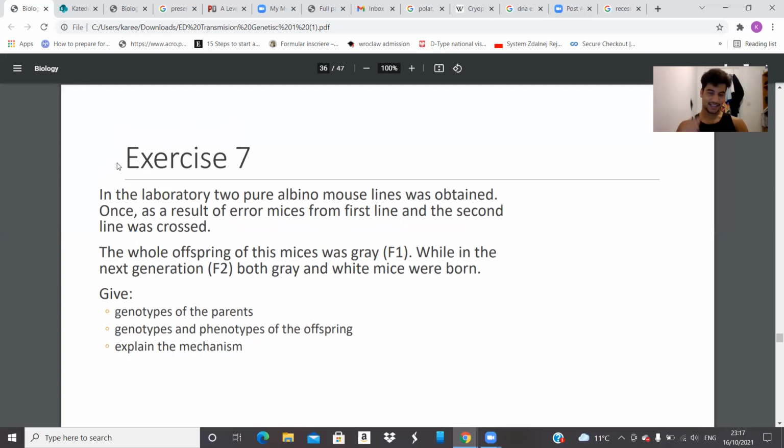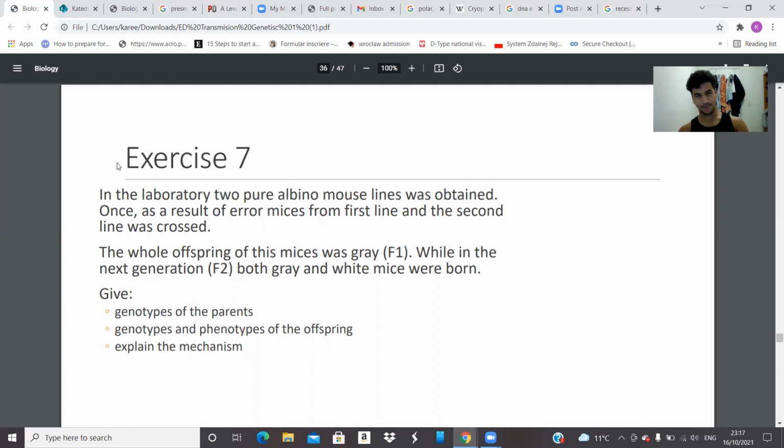This one. I hate it. Anyways, in the laboratory, 2 pure albino mouse lines. Okay. Oh my God, so hard to read. Oh my God, this is so hard. It's insane. Giving me a stroke.